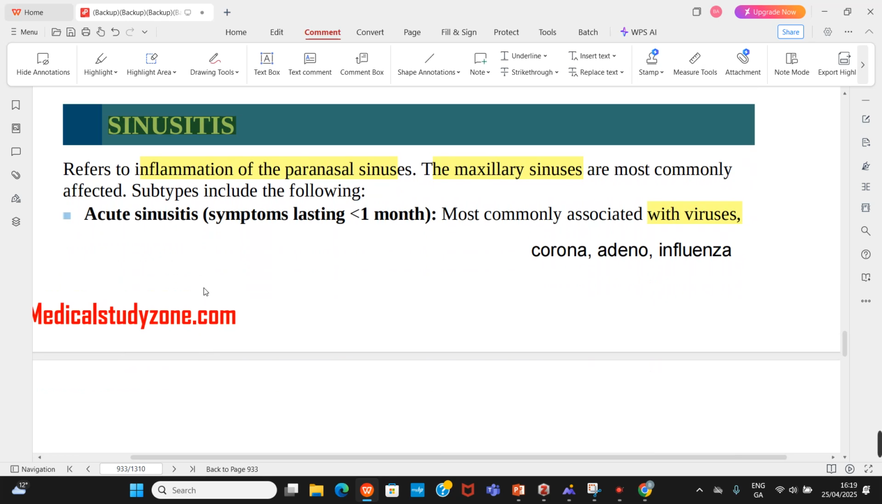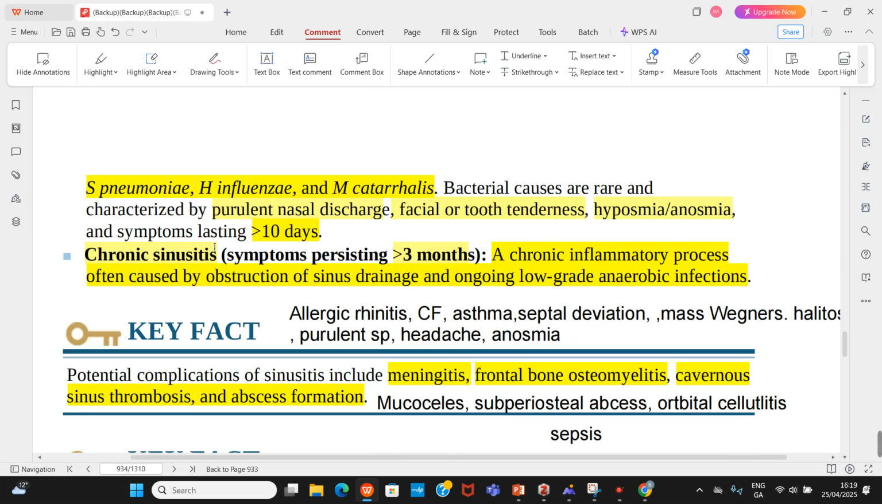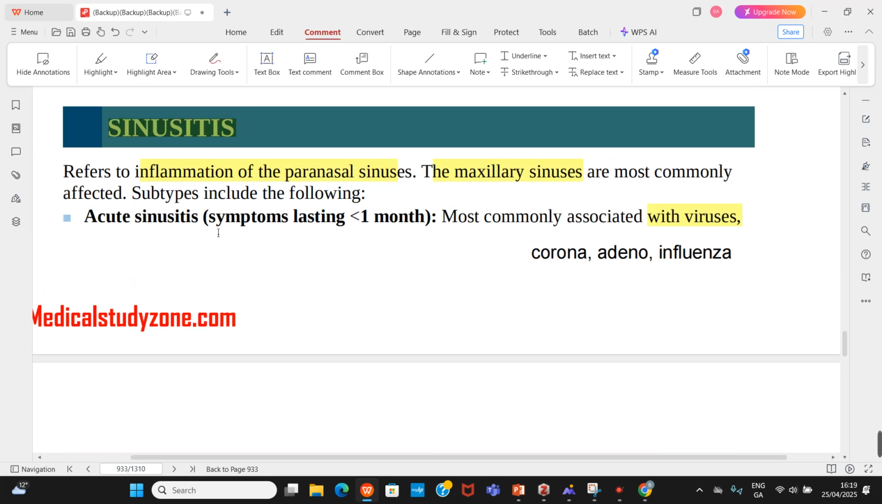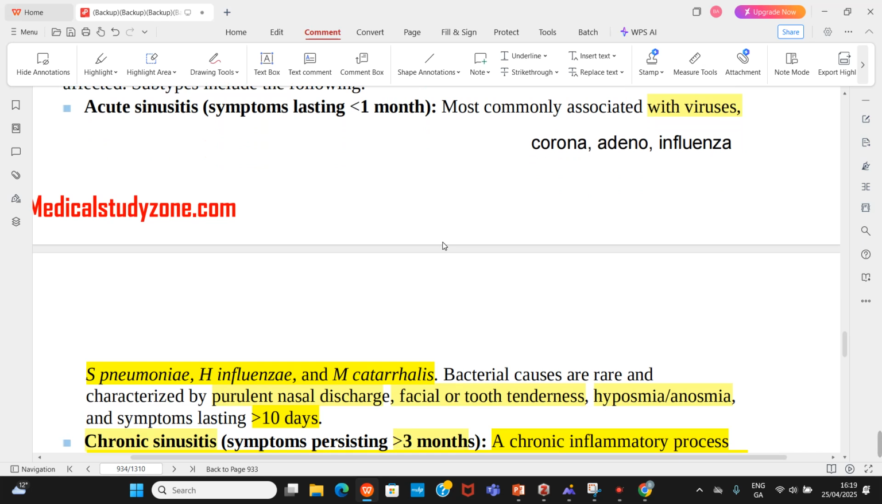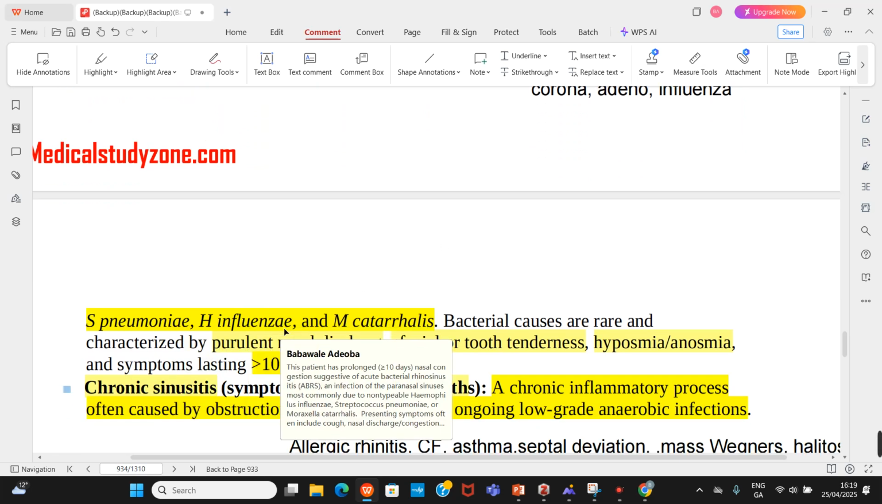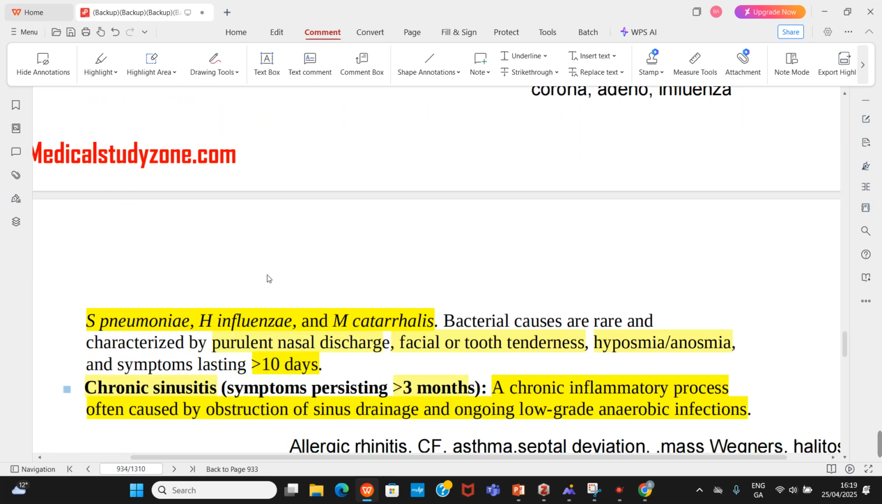So sinusitis, we have the acute and the chronic. Sinusitis just means inflammation of the paranasal sinuses, and the commonest sinus affected is the maxillary. So most of the time, the cause of acute sinusitis is what? Viruses and sometimes some bacteria like Strep pneumo, H. influenzae, and Moraxella catarrhalis. So that is what we call SHiM. SHiM is the cause of acute sinusitis.